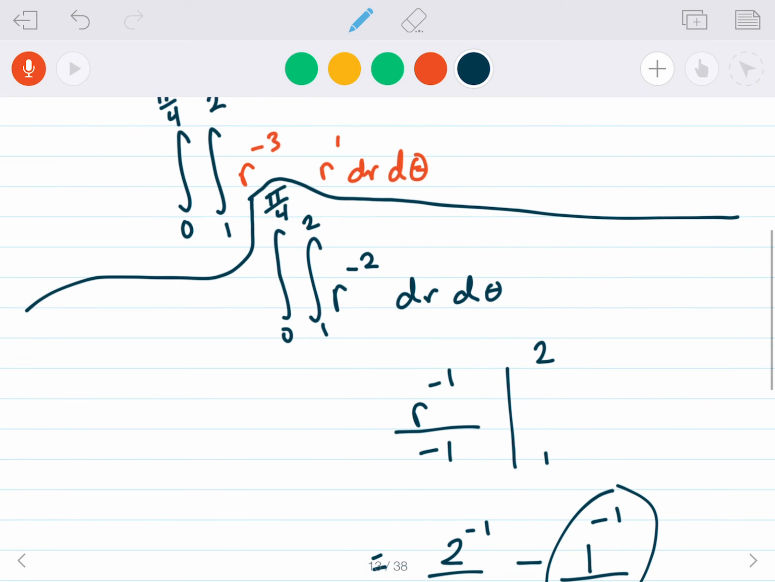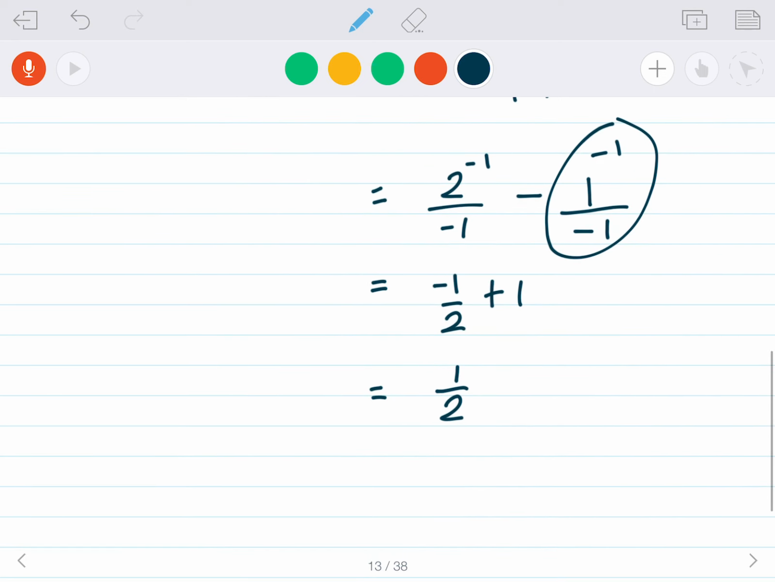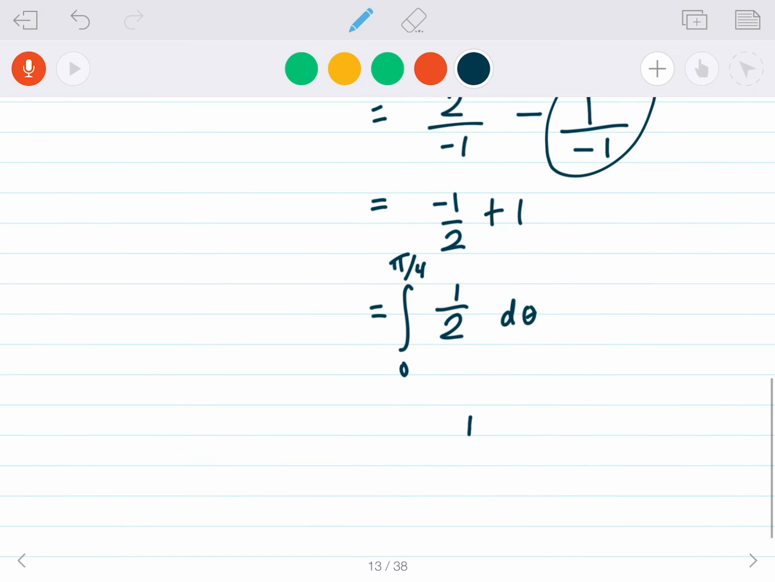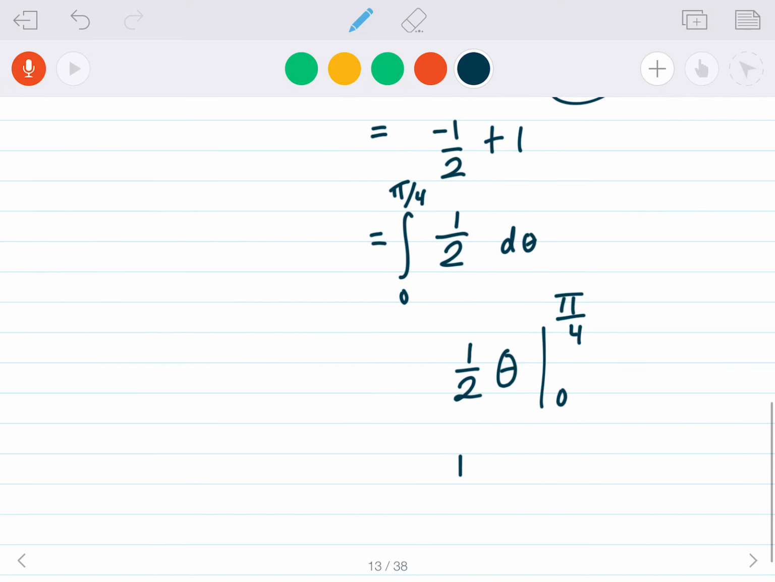And now we need to integrate it with respect to theta, since we just did r. Okay, so let's go ahead and we're going from 0 to pi over 4, and this is d theta. So when I integrate that, it just becomes 1/2 theta, and I'm going from 0 to pi over 4. So 1/2 times pi over 4 is pi over 8, and then minus 0, of course, is just 0. So our answer here is pi over 8.